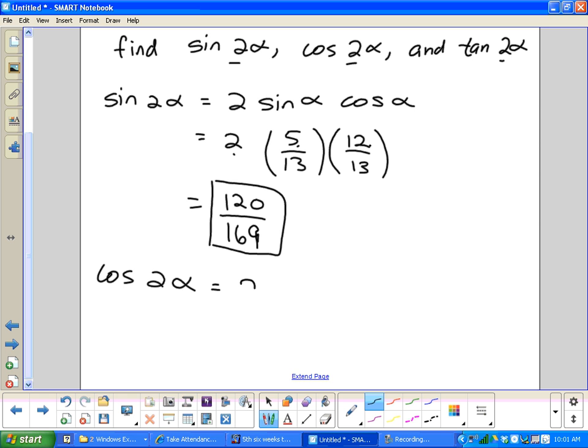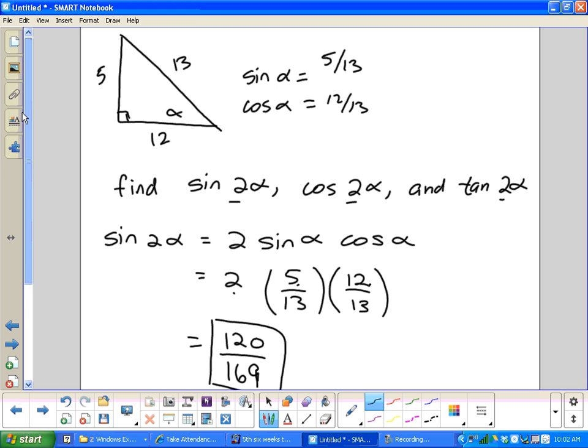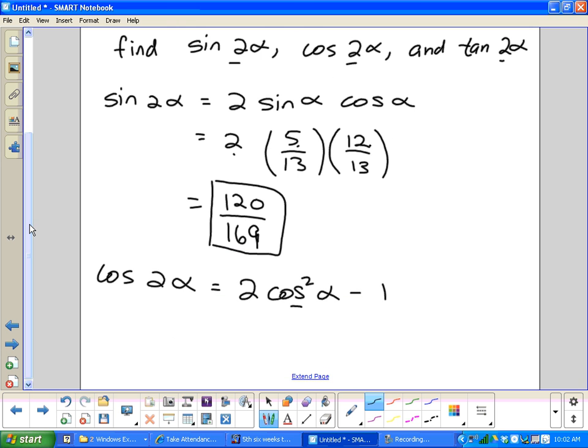All right, so that would be 2 cosine squared alpha, is it minus 1? Okay, all right. Now we're going to fill this in. Now when we fill in the cosine ratio, what was cosine? Cosine was 12 over 13. So we're not going to say 12 over 13 right there. We're going to say 12 over 13 squared. Okay, so you have to square the ratio. That's what cosine squared means. So right now my 2 times. Now, let's square the cosine ratio.